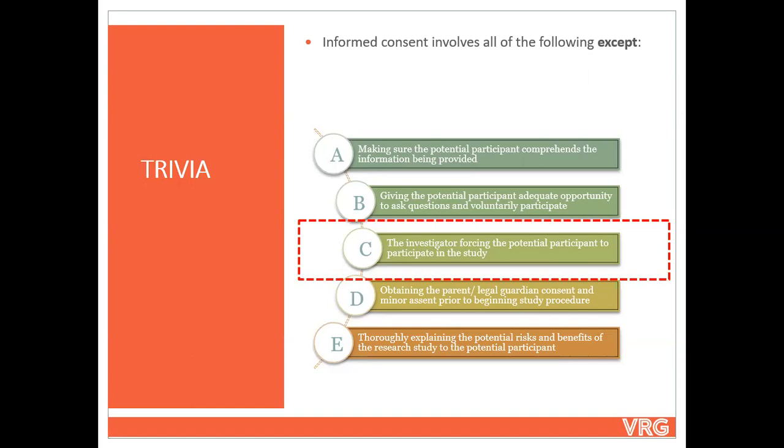And hopefully you chose C. Informed consent involves all of the following except the investigator forcing the potential participant to participate in the study.